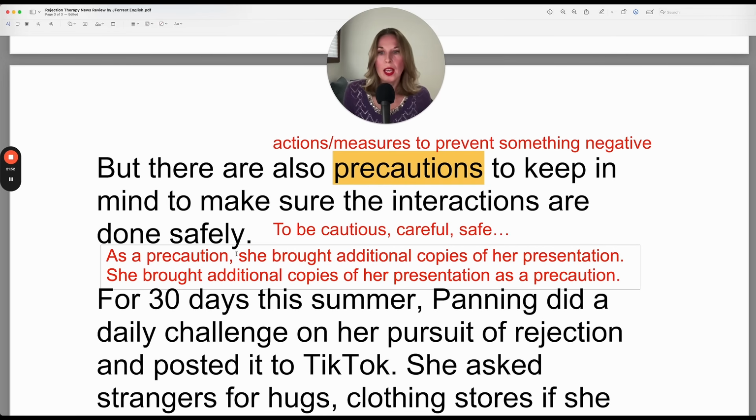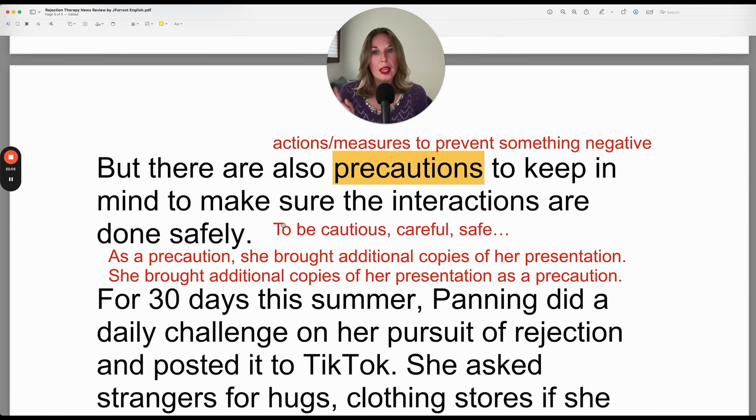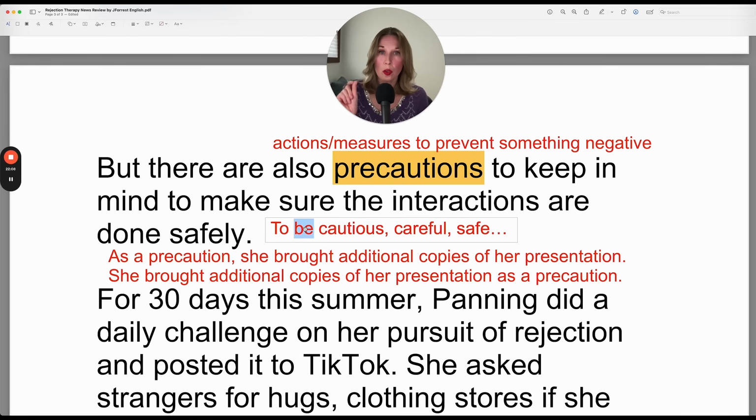As a precaution. Now, as an adverbial phrase, you can have it at the beginning separated by a comma, or you can have it directly at the end. She brought additional copies of her presentation as a precaution. Now, you could also use the verb to be and then an adjective. To be cautious, to be careful, to be safe. They all mean the same thing. To be safe, she brought additional copies of her presentation. And the same thing applies. You can have it at the very beginning or you can have it at the end. She brought additional copies of her presentation to be safe.